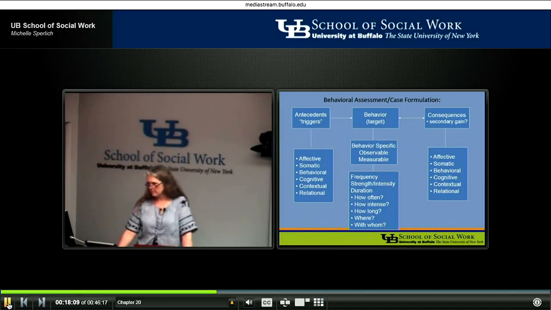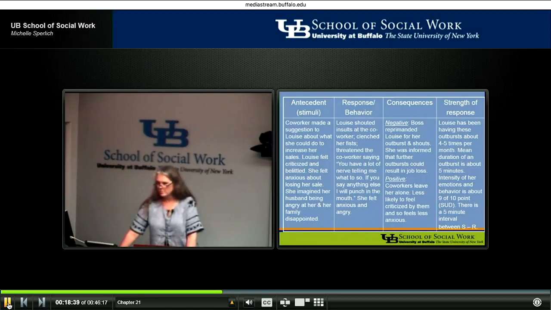Then the behavior, when we are looking at it in this therapeutic context and trying to help people, we want to look at specific behaviors that are observable and measurable. So we want to ask questions about what's the frequency of that behavior, what's the strength or intensity of that behavior, or feeling. How long does it last? How intense? Where does it typically happen? With whom? What's the context, right? And then the consequences or secondary gain for some of these behaviors in all those same domains that the antecedents were in. That would be sort of part of our behavioral case formulation.